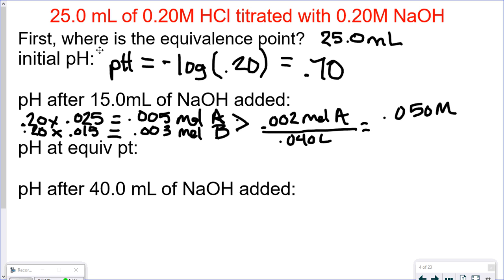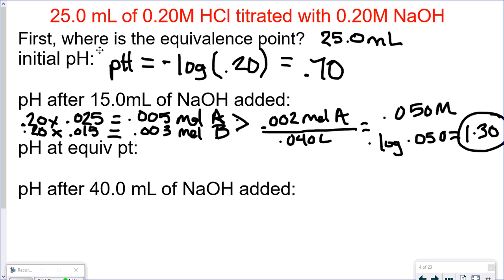And if we plug in that for pH, negative log of 0.050, we get that now our pH would be 1.30. So that would be our final answer for that section.